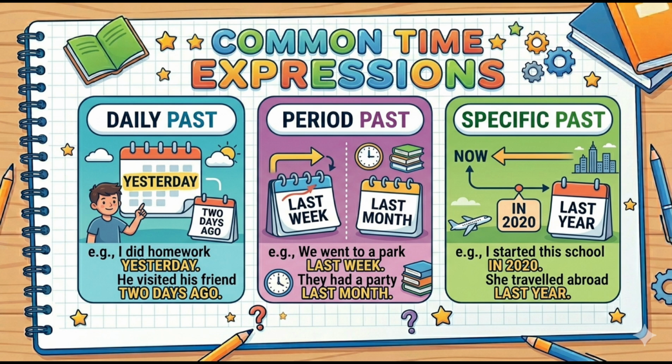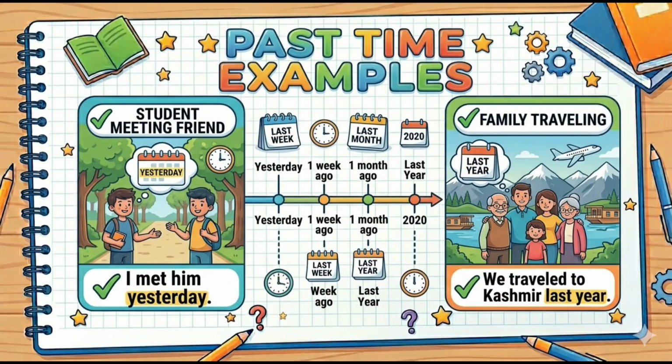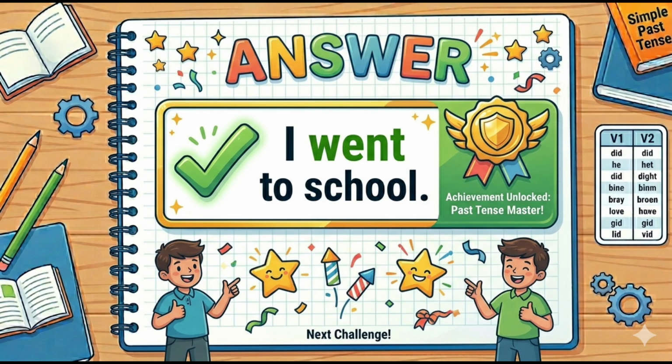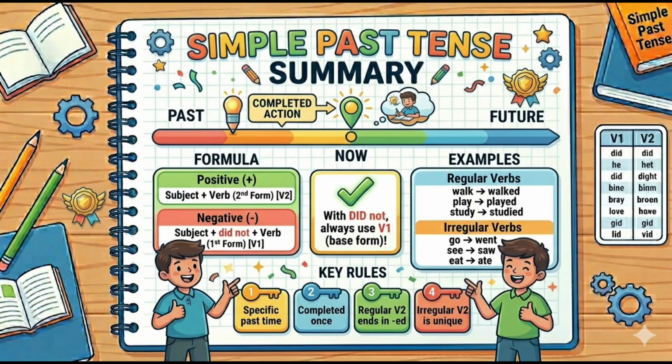ago, in 2020. Examples are: I met him yesterday, we traveled to Kashmir last year. Practice session. Convert this sentence into the past tense. I go to school. The answer is I went to school. Great job. That's it. The simple past tense is used for actions that happened and finished in the past.